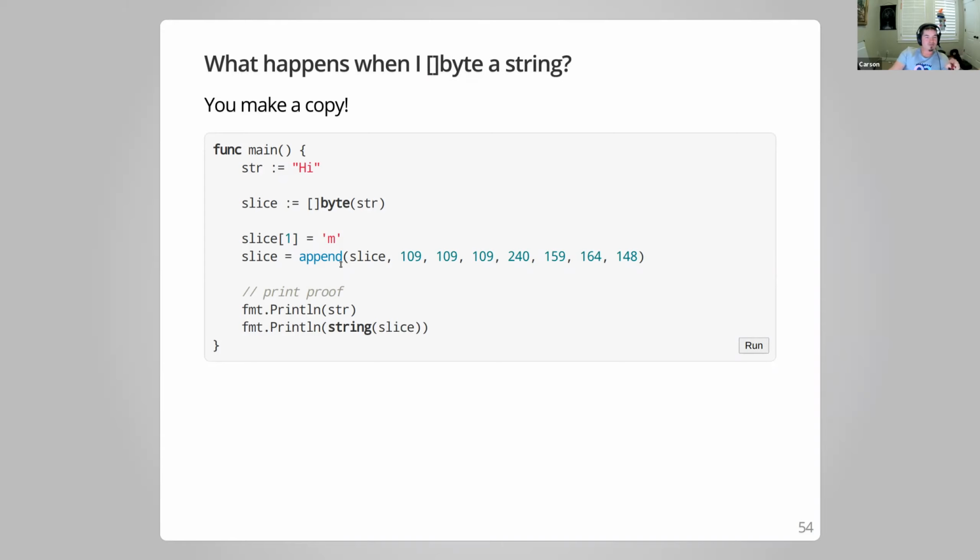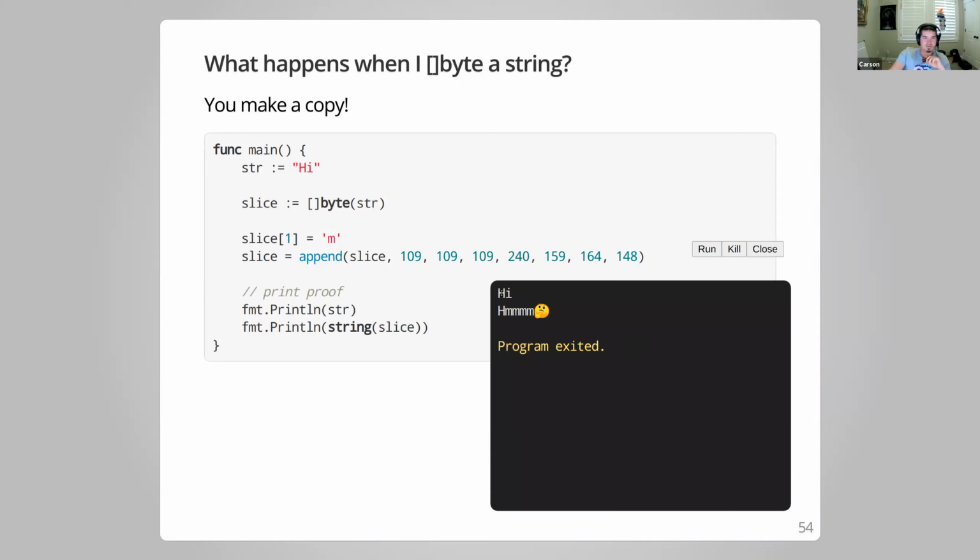It does become modifiable, but it makes a copy. So talking about slices and array copies, if we make our original string, we convert it to a slice byte, we modify that slice. I'm going to change a character, and then I'm going to append a bunch of bytes onto the end of it, which I don't know why you would do it this way, but you could. And I want to prove that this is actually a copy operation, and strings really are immutable even if you convert them to another type.